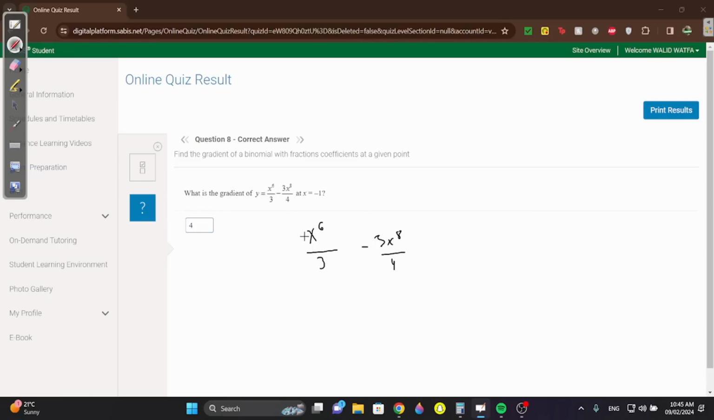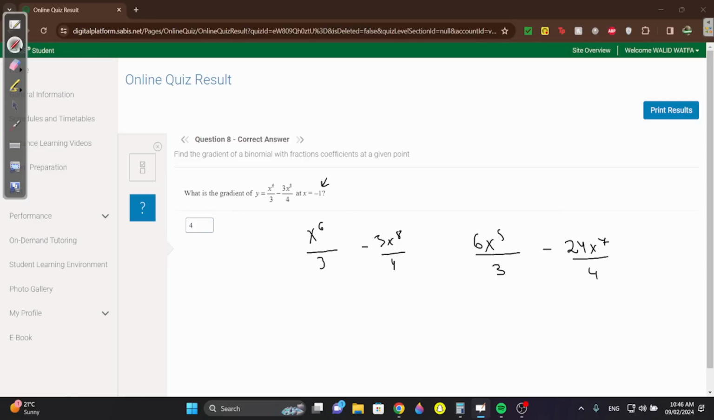6 times 1, because 1 is the coefficient of x, is going to be 6. Reduce your exponent by 1, it becomes 5. And then we derive this, so you put it over 3. Now, 8 times minus 3 is minus. Actually, no, keep it 8 times 3, because the minus is outside. 8 times 3 is 24, and then it becomes x to the 7, because you reduce it by 1, over 4.